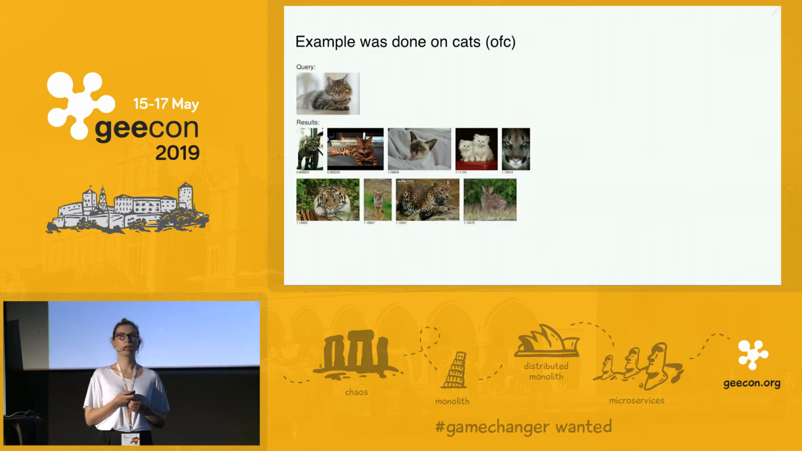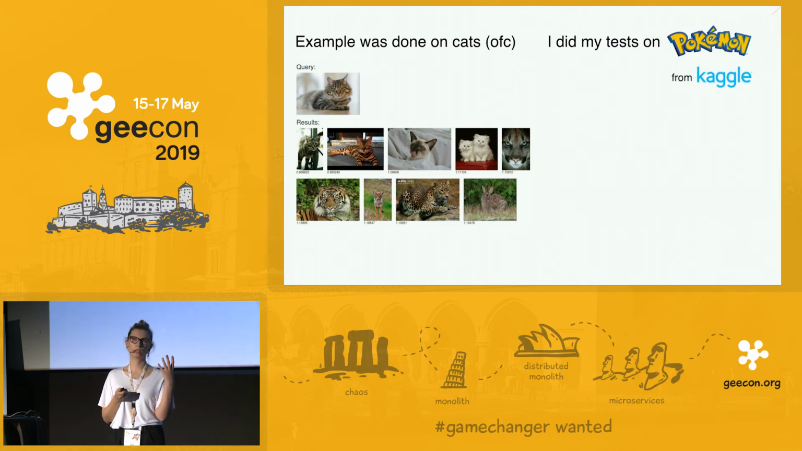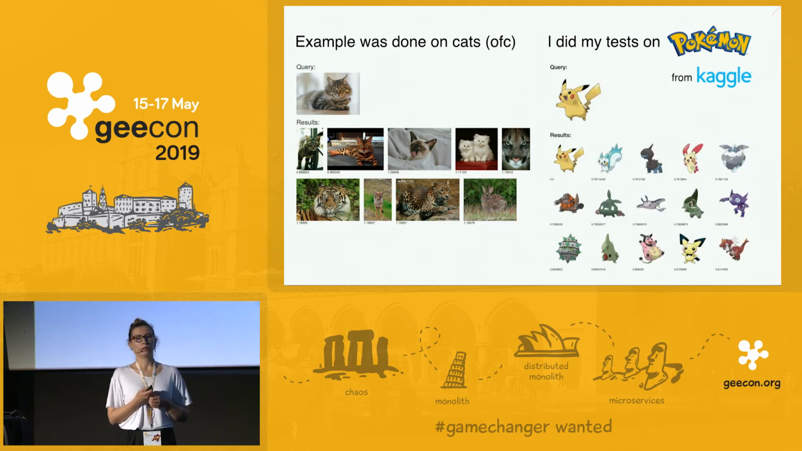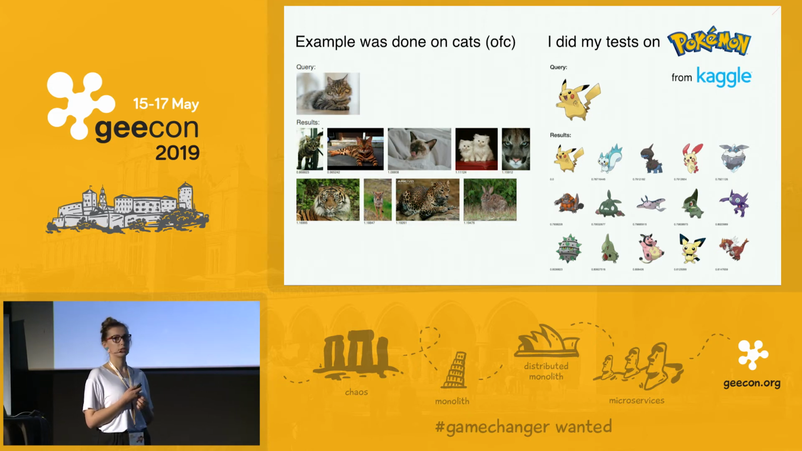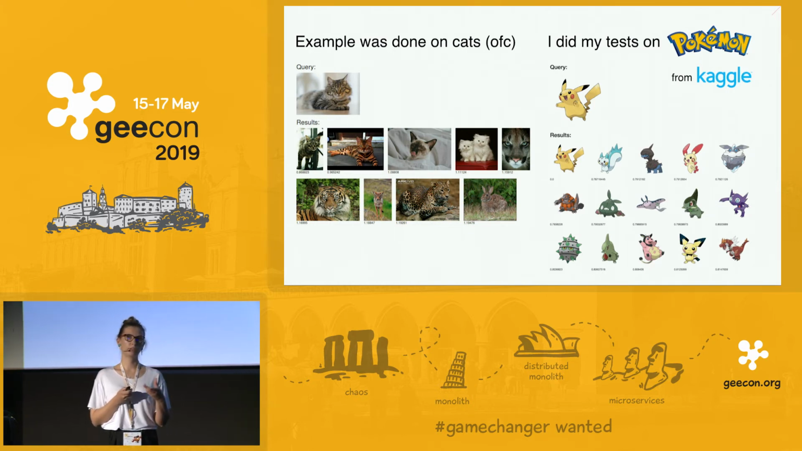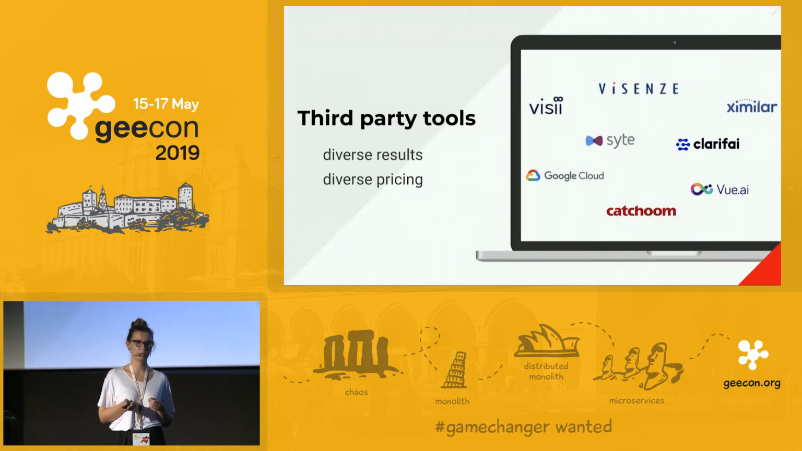The example was done on cats, of course, because the internet loves cats. But I did my testing on Pokemons from Kaggle. Kaggle is a place where you go when you want a data set to test. So I did a query with Pikachu, for example. I was surprised a little bit because some of them, I didn't expect them to be similar to Pikachu, but they are in some way. And based on that example, I will tell you about challenges in Visual Search in a moment.